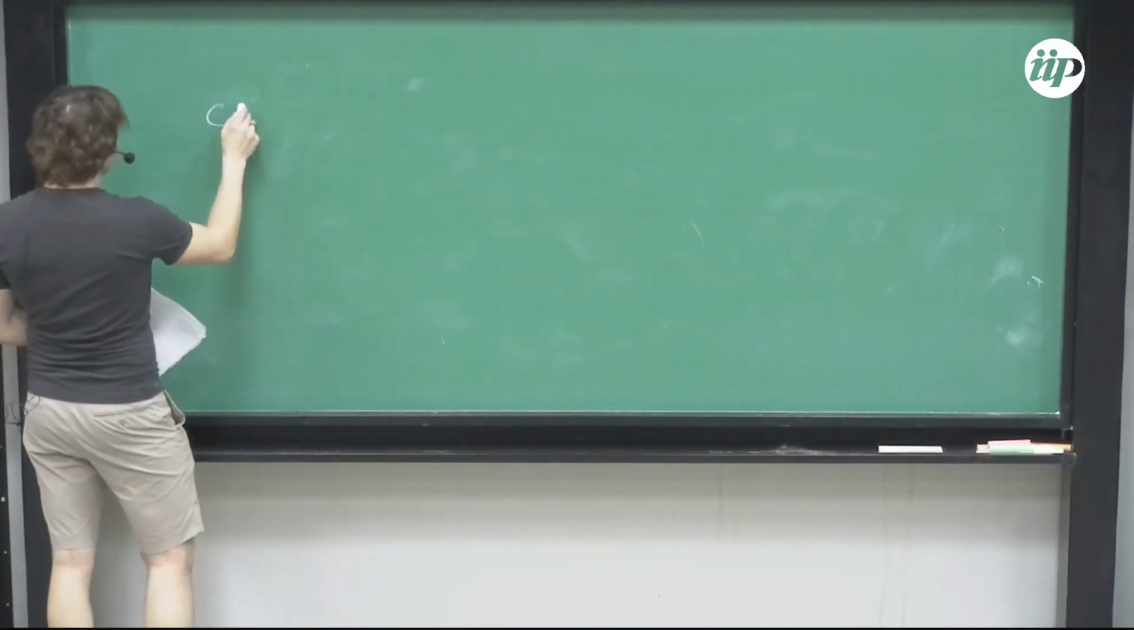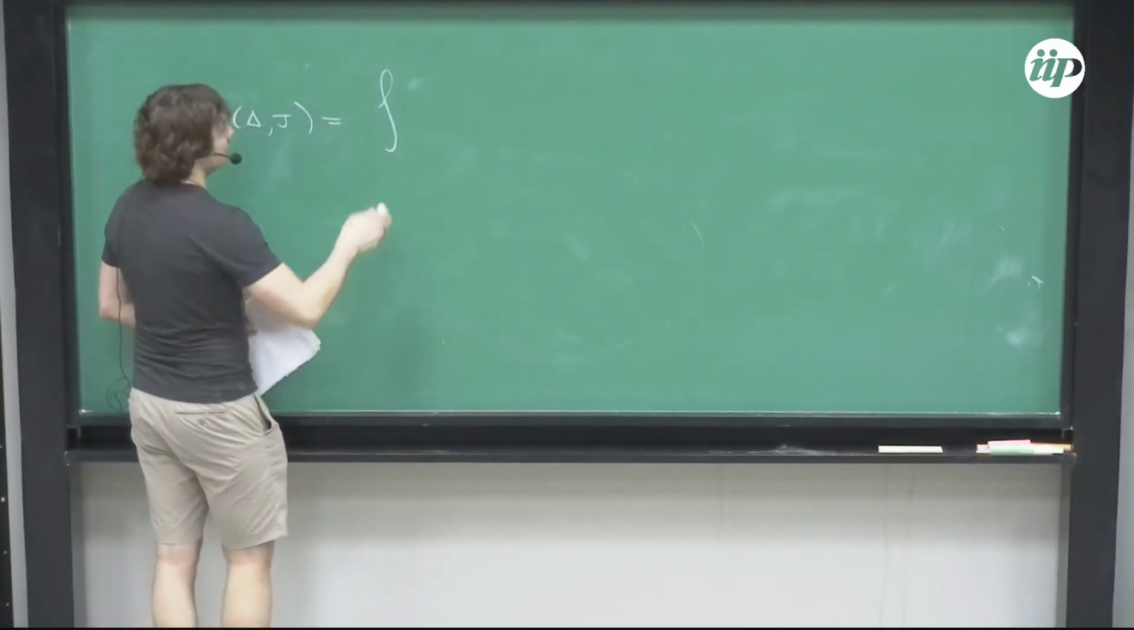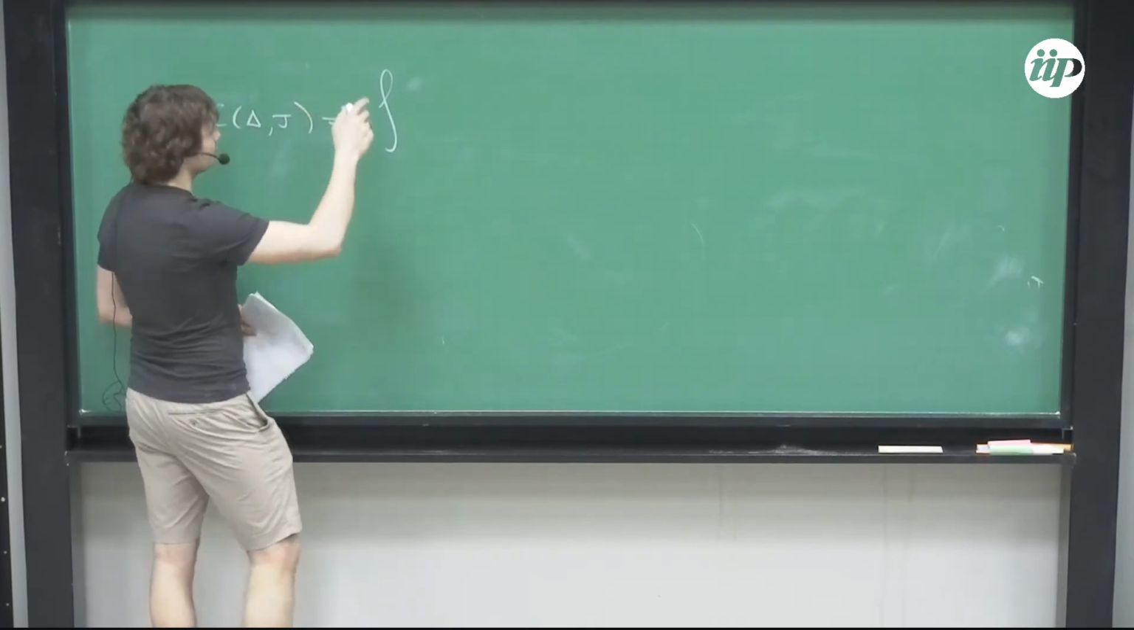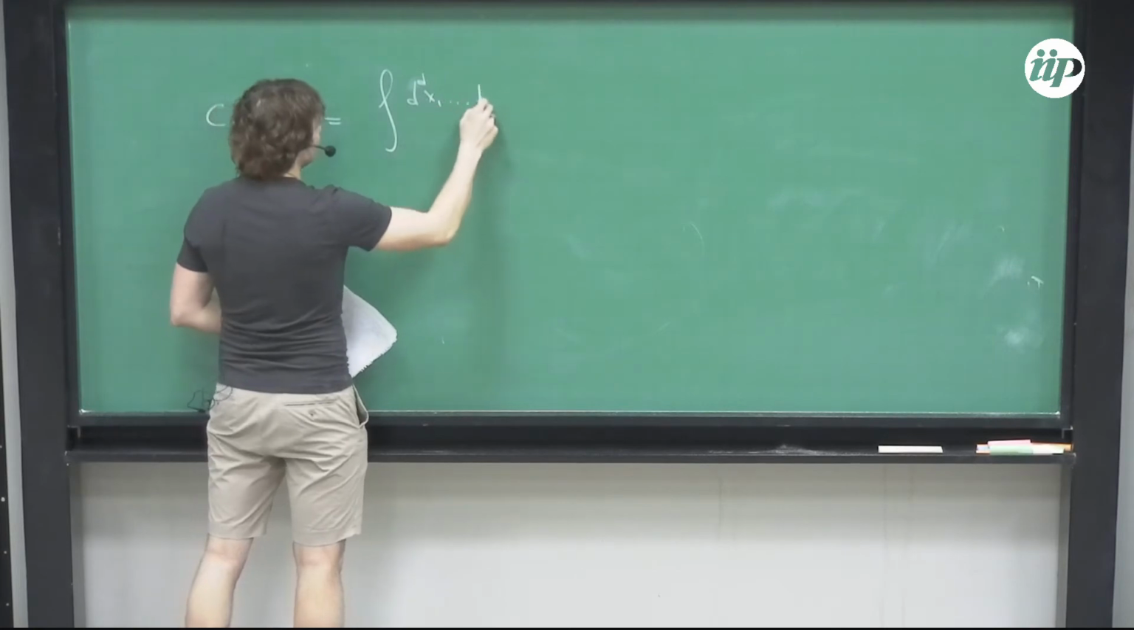It says that c delta j can be computed. So before, I should say I had all integrals over Euclidean space. Now I have an integral over Lorentzian space, or Minkowski space.